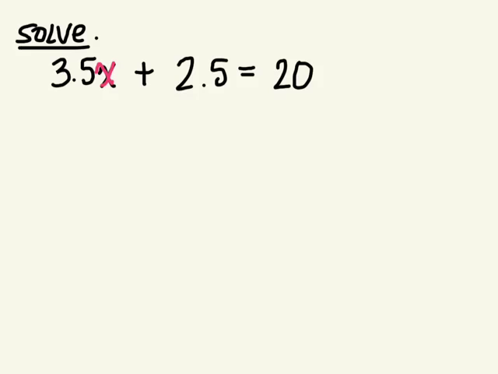I can't add 3.5x and a 2.5. Why can't I add those together? Yep. One has a variable and one doesn't, so they're not like terms, right? To solve this, we have to figure out, at the end, what x is equal to. This is my goal. I want to know what x represents. It stands for a number.